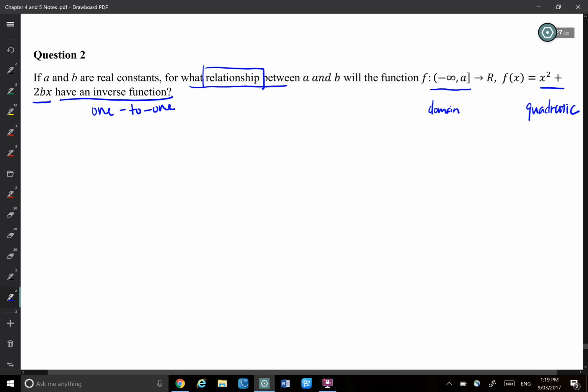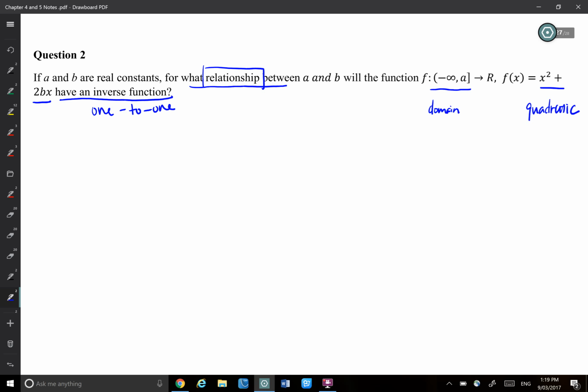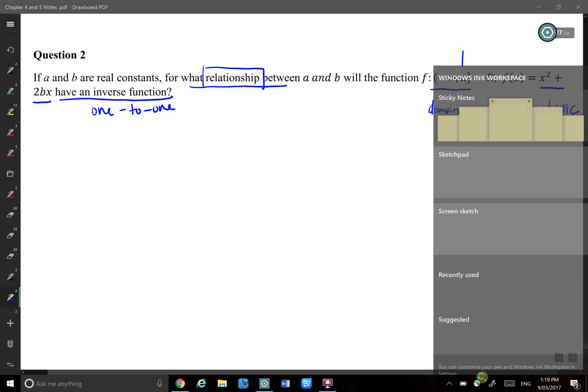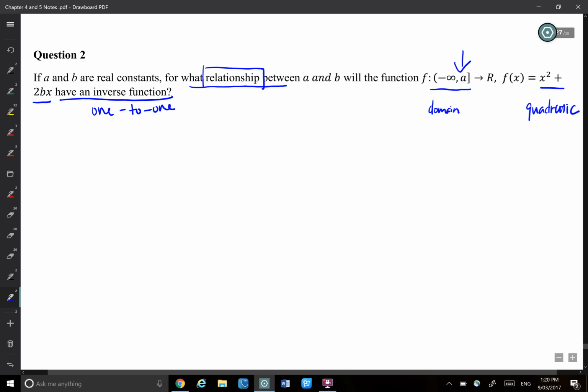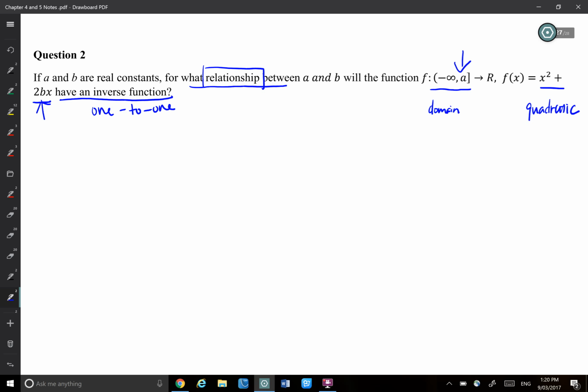So that's the analysis of this question. We have a quadratic x squared plus 2bx. I give a domain, but the domain is unknown, up to a point a, but this a is what I don't know. And I have a variable b in the equation itself as well. I want this function to have an inverse function, which means this function first must be a one-to-one function. So now I'm thinking about negative infinity to which point can make a quadratic become a one-to-one function.